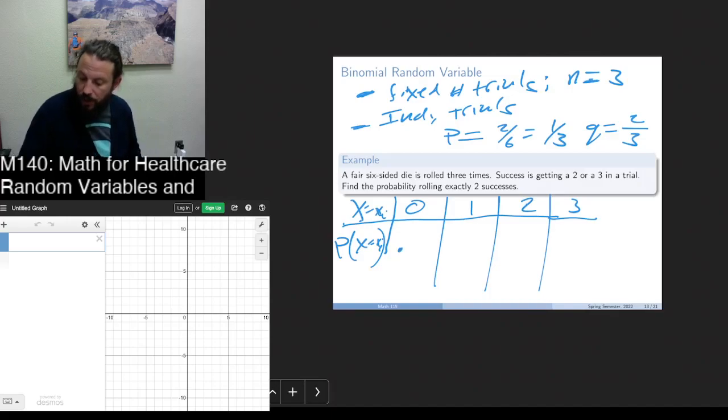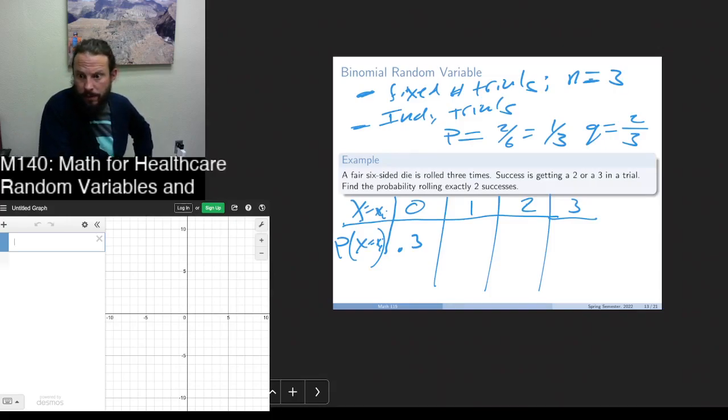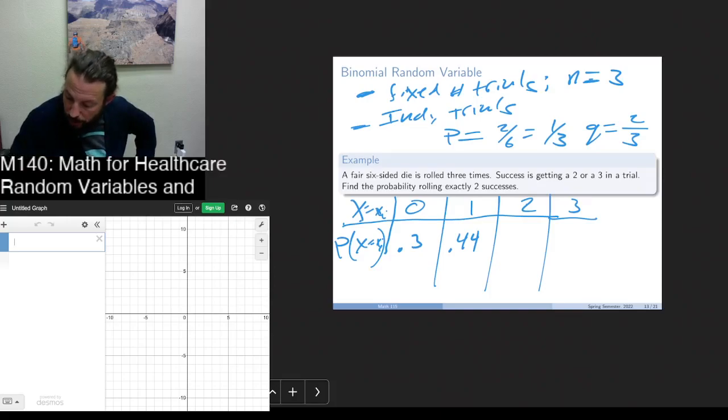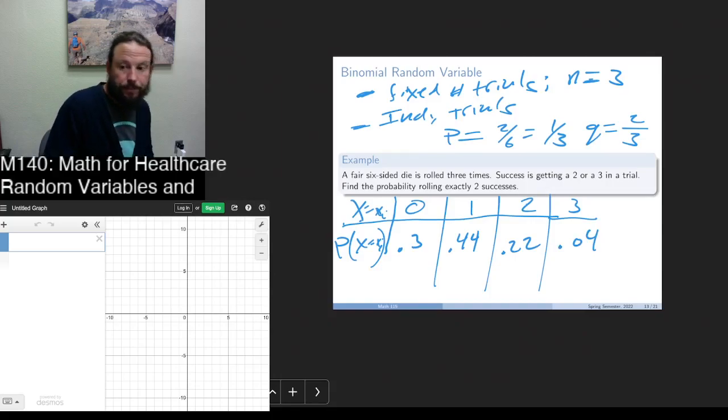Let's say 0.3 for the probability that I get 0, 2s, or 3s. Okay, not too surprising. But if I get 1, that looks like 0.44. Probability of getting 1, 2, or 3 is 0.44. Probability of getting 2, 2 or 3s is going to be 0.22. And here the third is going to be 0.04. All right? Now, that's our probability distribution form.